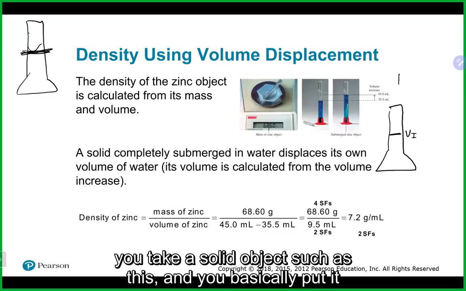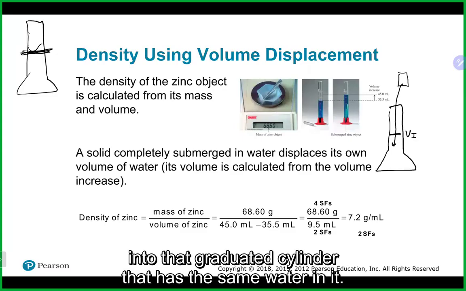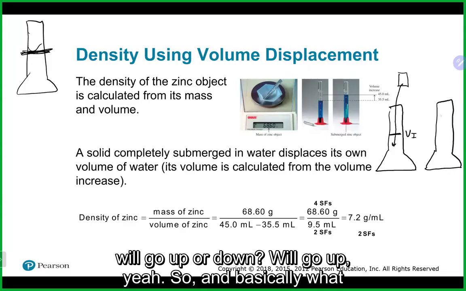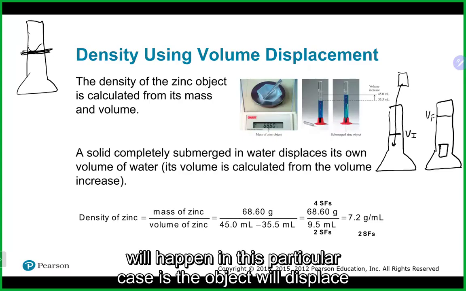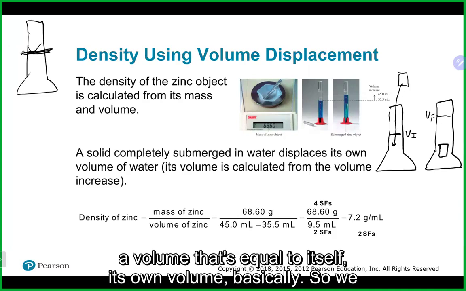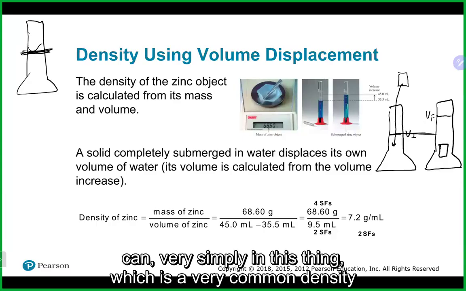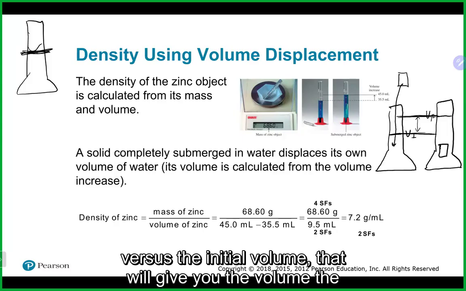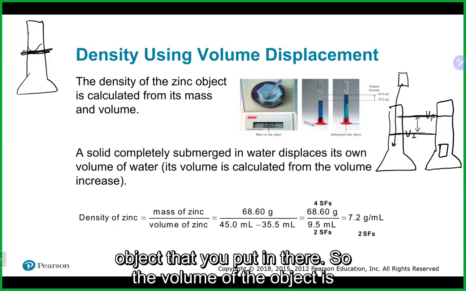You take a solid object, such as this, and you put it into that graduated cylinder that has the same water in it. What's going to happen when you do that is the water level will go up. Basically, the object will displace a volume equal to its own volume. So very simply, and this is a very common density lab, if you take the difference between the final volume and the initial volume, that will give you the volume of the object that you put in there.